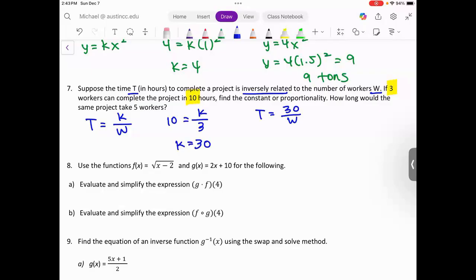Now, how long would it take the same project, how long would it take for 5 workers? So we just plug in for the number of workers. We get 6. So that means it would take 6 hours for 5 workers to complete the project.